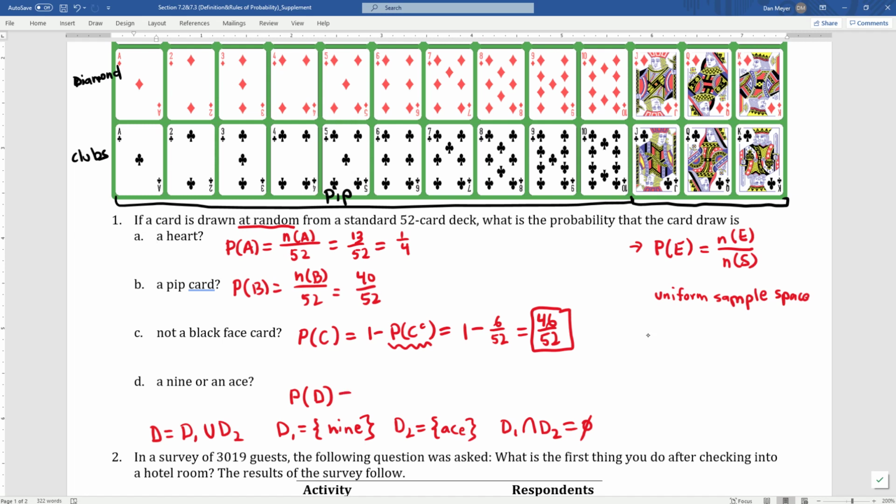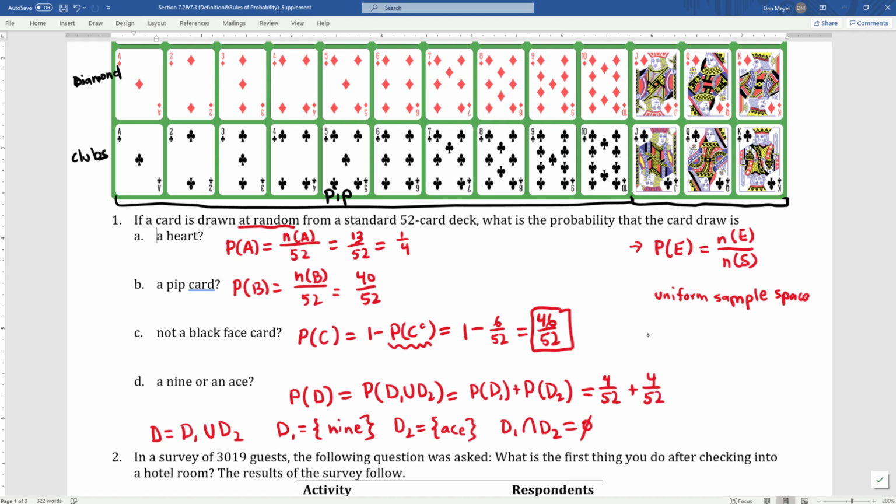Since those events are mutually exclusive, when I do D1 union D2, that would be the probability of D1 plus the probability of D2. Again, we get to use the easy version of the addition formula because those are mutually exclusive events. D1, there's 4 9s, and D2, there's 4 aces. So that probability is also 4 over 52.